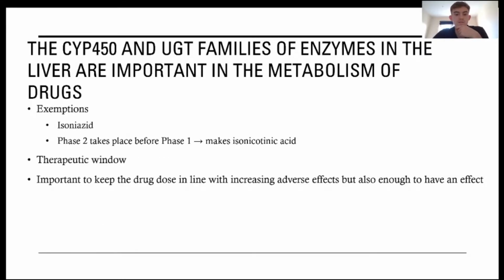So again, we talked about this exemption, so we've got isoniazid. That basically happens when phase 2 takes place before phase 1, and that basically makes isonicotinic acid. And we also talked about this therapeutic window. Obviously we don't want to give someone too little of the drug so that it has no effect, but we also don't want to give them too much, which has adverse effects. So just a quick note on this therapeutic window: we want to find that middle ground of how much drug to give the patient.